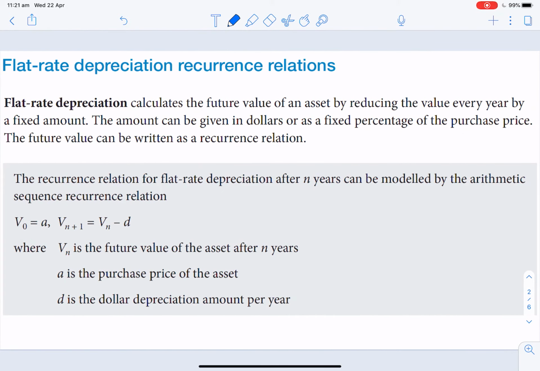So, flat rate depreciation recurrence relations. Flat rate depreciation calculates the future value of an asset by reducing the value every year by a fixed amount. The amount can be given in dollars or as a fixed percentage of the purchase price. The future value can be written as a recurrence relation.